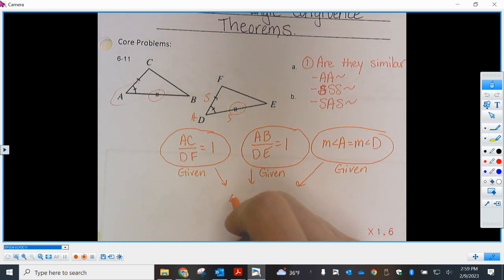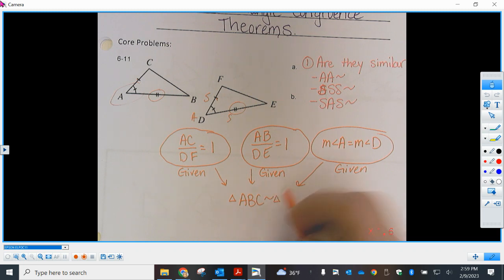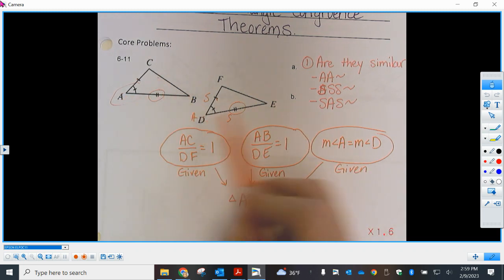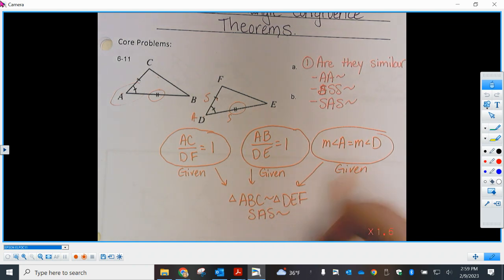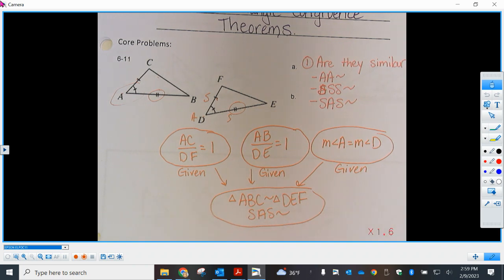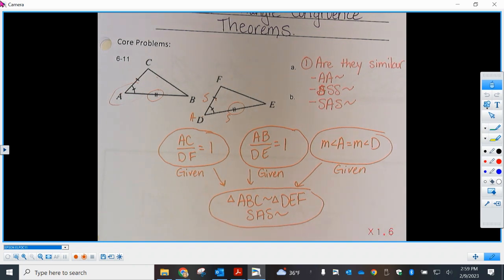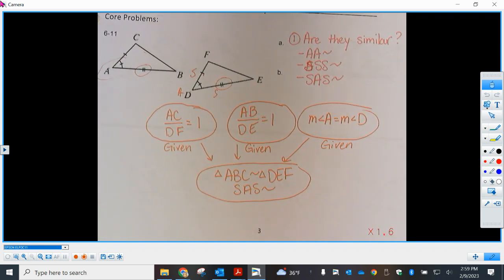So we can say triangle ABC is similar to triangle DEF by side-angle-side similarity. That's step 1. Step 2 involves us figuring out the side ratio. I put step 1 up here, and I'm going to run out of room. Step 2, side ratio.